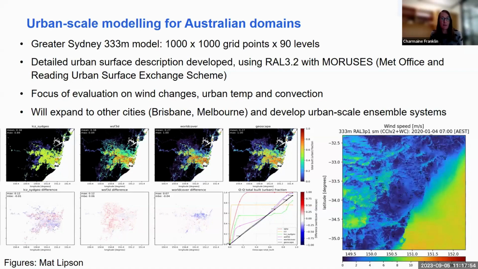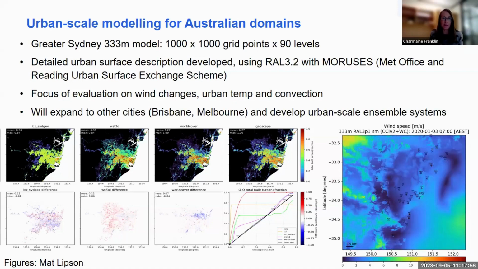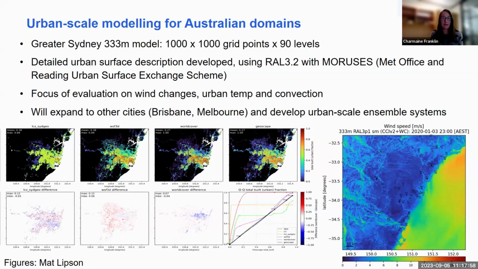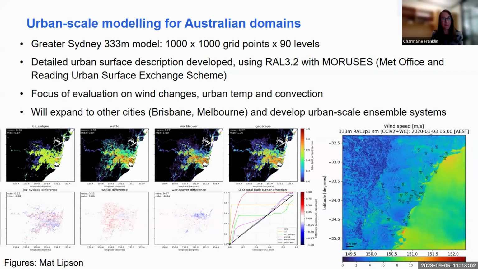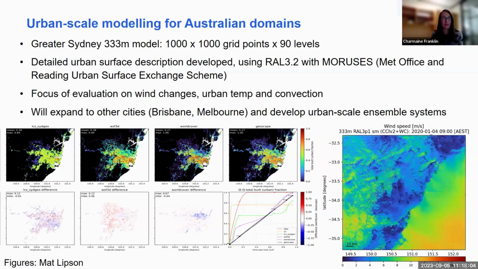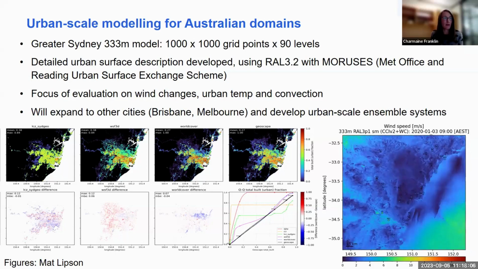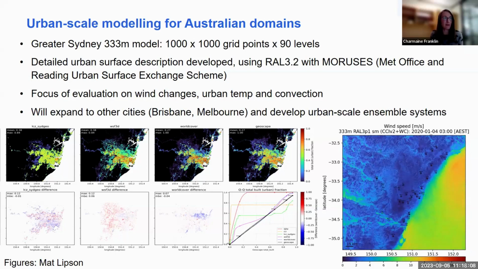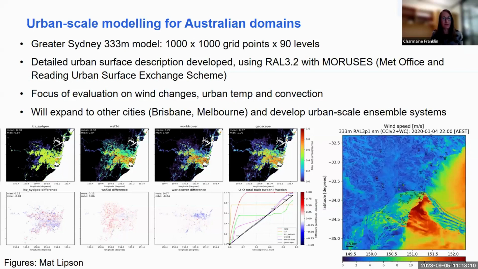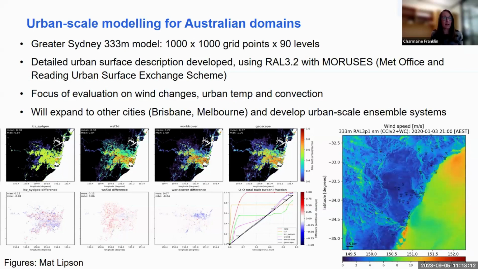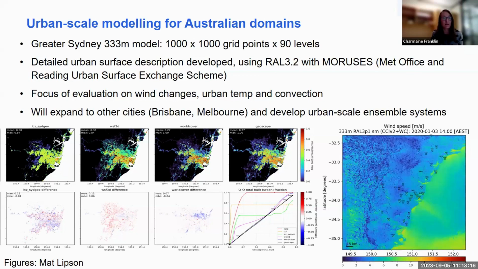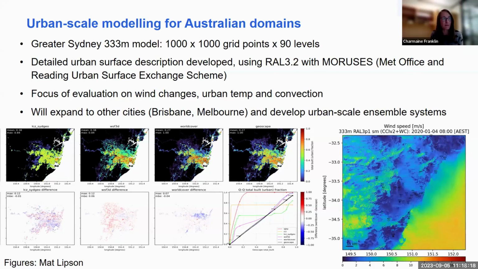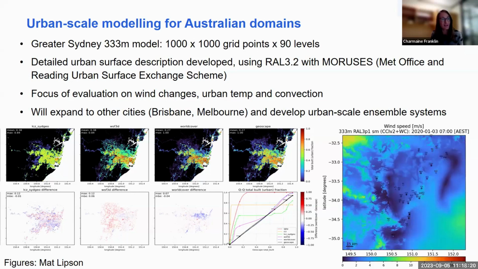So we're also developing urban scale models for Australian domains. We've set up a model for the Greater Sydney region. So this is a 333 metre model. It's 1,000 by 1,000 grid points in the horizontal by 90 vertical levels. A lot of work has been done to develop a really detailed urban surface description. And we're using, again, RAL 3.2, and we use the MORUSES urban surface scheme. So this is the Met Office Reading Urban Surface Exchange Scheme.